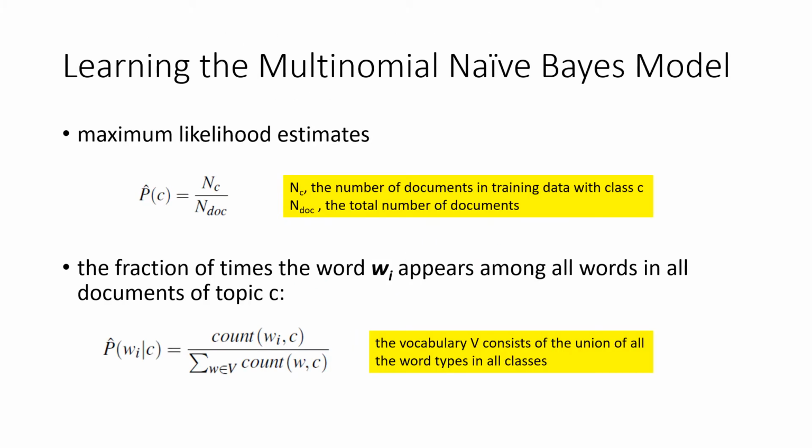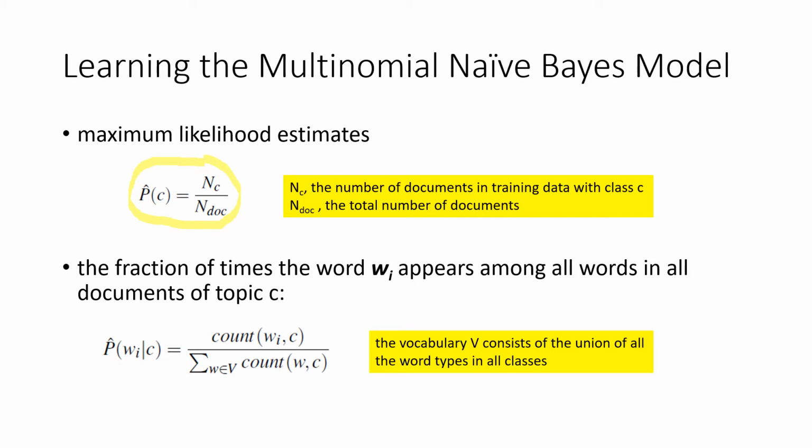How can we learn the probability of a class and probability of a feature given the class? Let's first consider the maximum likelihood estimate. We'll simply use the frequencies in the data. For the document prior, P of C, we ask what percentage of the documents in our training set are in each class C. Let NC be the number of documents in our training data with class C, and N be the total number of documents. Then we can write the following expression for the probability of C.